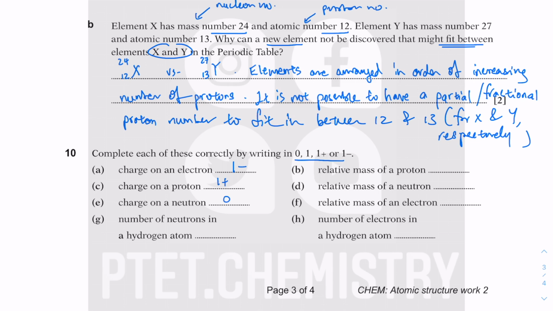Charge on a neutron. Neutron has no charge. Number of neutrons in a hydrogen atom. So hydrogen atom is like that. It's got 0 neutrons. Relative mass of a proton is 1. A neutron is also 1. So the mass of a proton is the same as the mass of a neutron. These are relative masses. Since they both have the same mass, the ratio is 1:1.